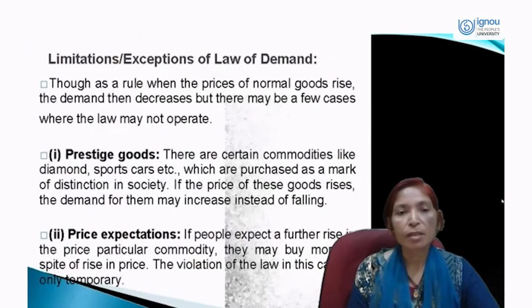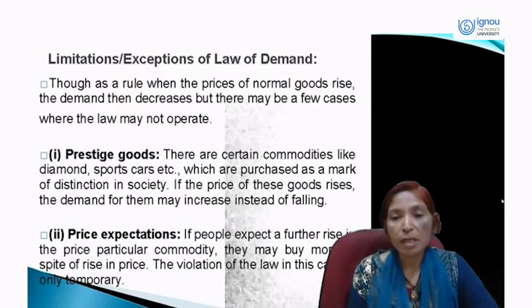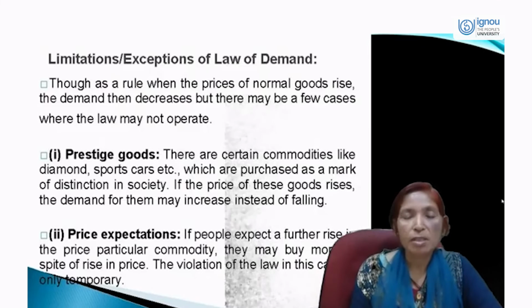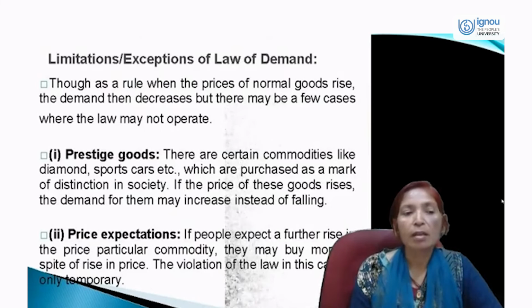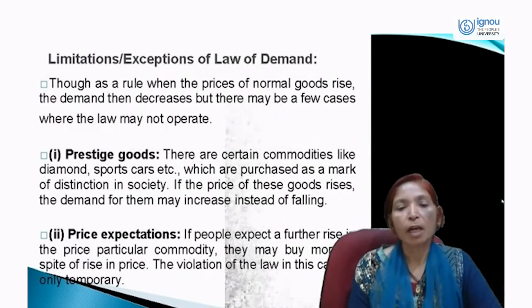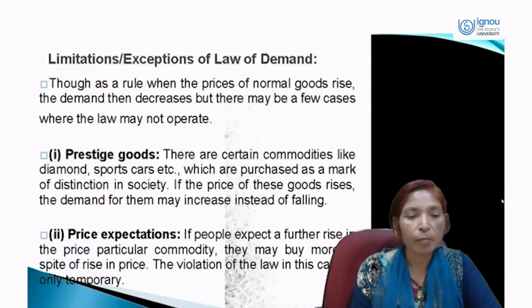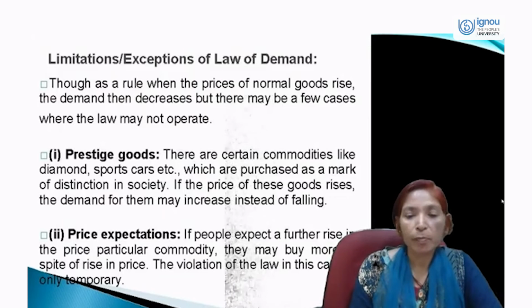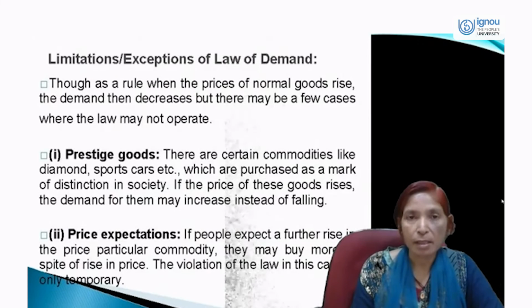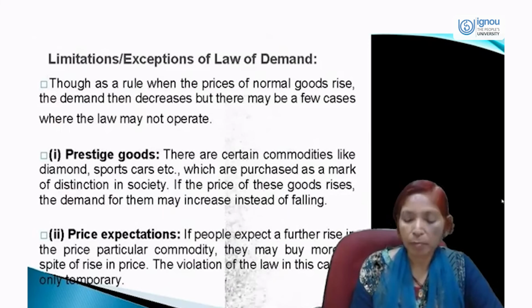Next are prestigious goods. There are certain commodities like diamonds, sports cars, etc., which are purchased as a mark of distinction, to show your status or your prestige in society. If the price of these goods rises, the demand for them may also increase instead of decrease. And price expectations: if we expect that price will rise in future, then people will buy more goods in the present at whatever prices exist in the market. So the violation of the law in this case is only temporary.